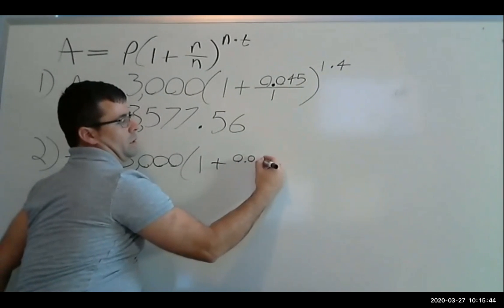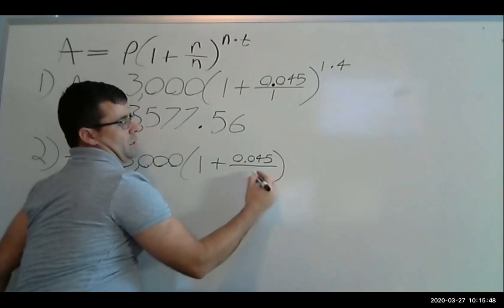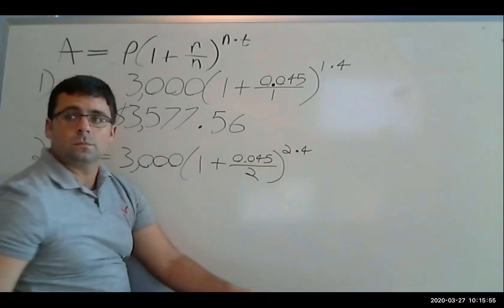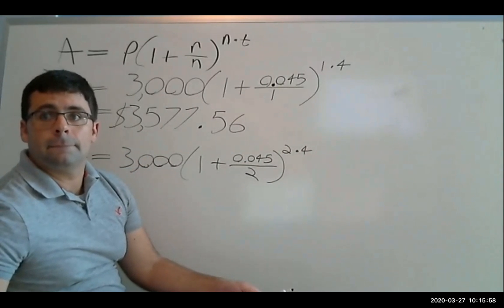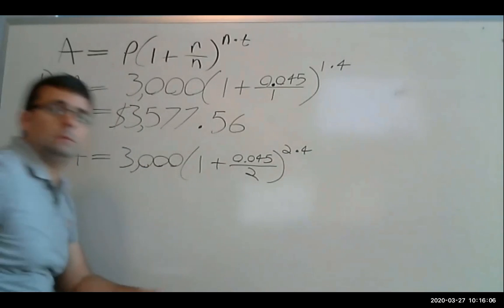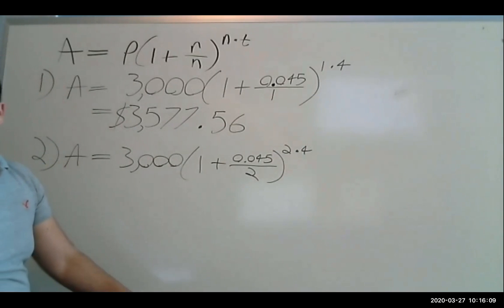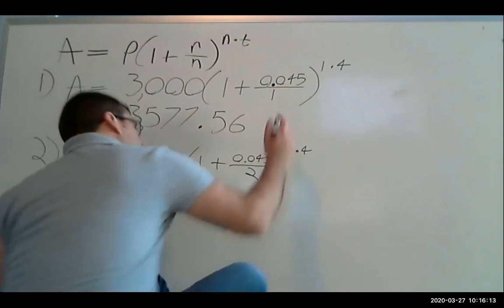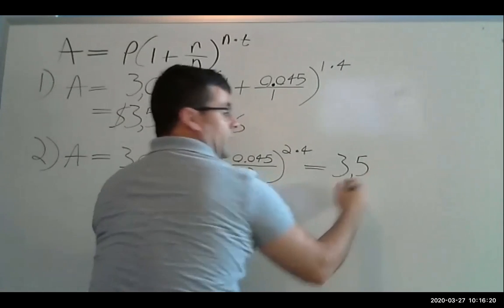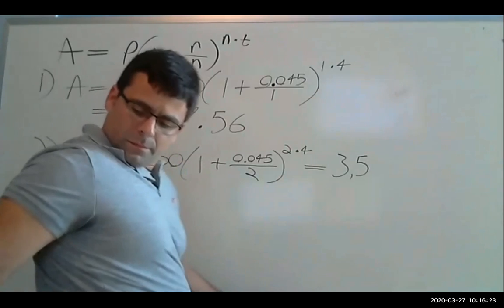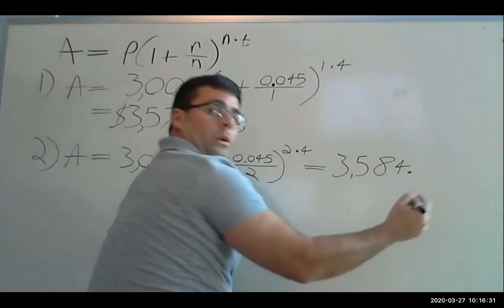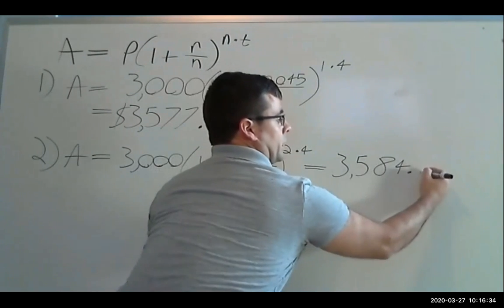So 0.045 for 2, 2 times 4. All right. So when you plug all this business in, you get 3,584.49.